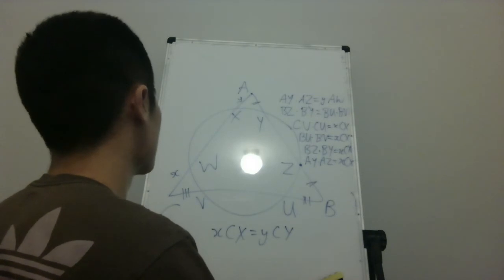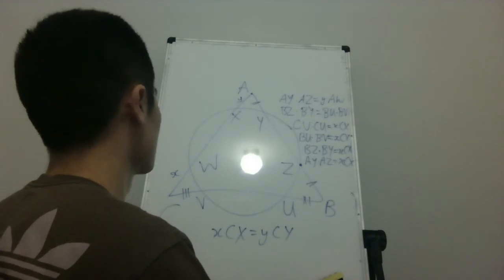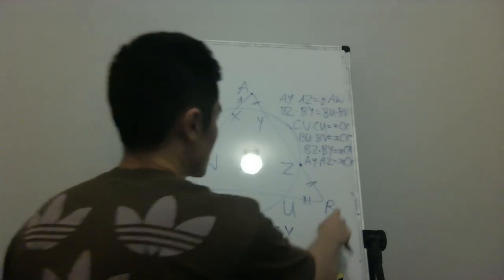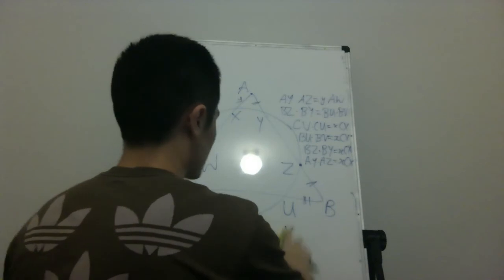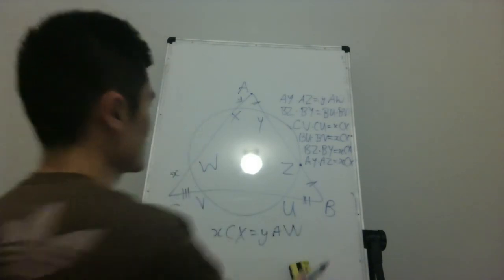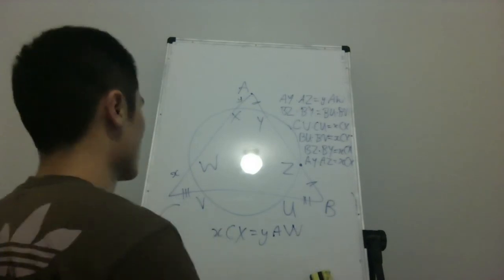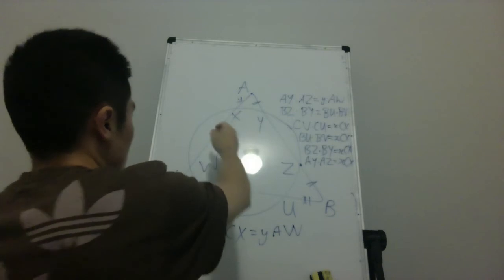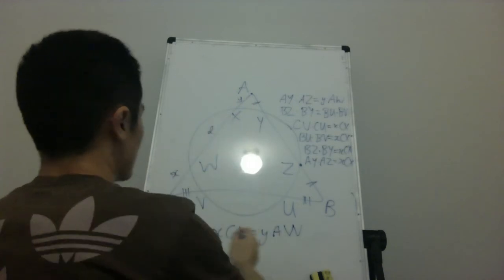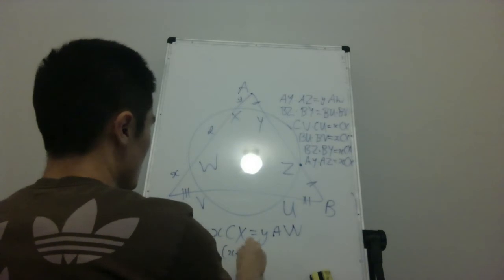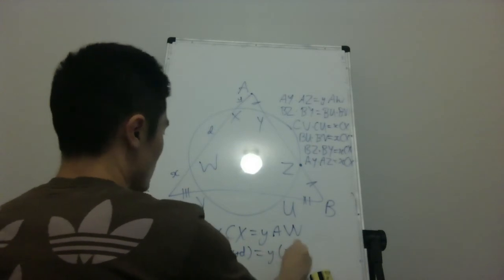But AZ times AY is, sorry, AX times AW. Okay. So AW is just Y plus WX. We're going to call this the delta D. And CX is just X plus D. So this is X times X plus D equals Y times Y plus D.